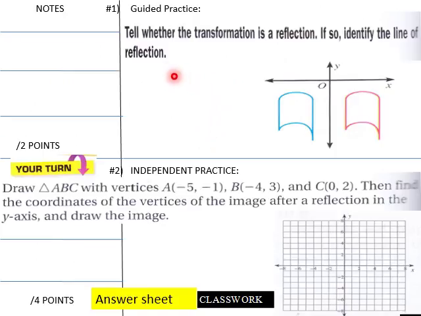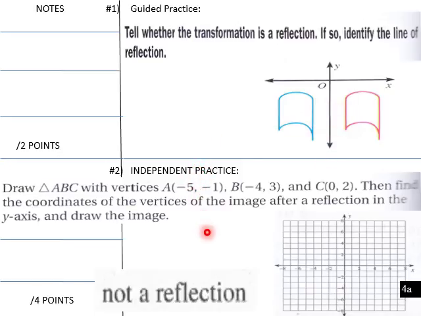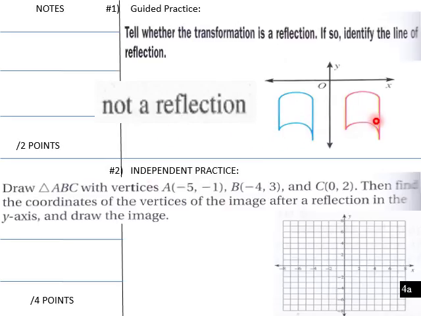Okay, for our first guided practice today, for number 1, tell whether the transformation is a reflection. If so, identify the line of reflection. And then down here, students, yours is to draw a triangle, then find the coordinates of the vertices of the image after reflection in the y-axis, and then draw the image. So you have to draw a reflection. Is this a reflection? First of all, is the question. Not a reflection because it's a shift. Otherwise, this would be on this side of this image. Instead, it just shifts over to the right.